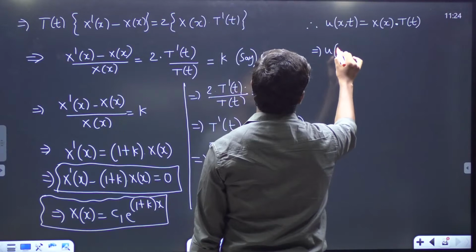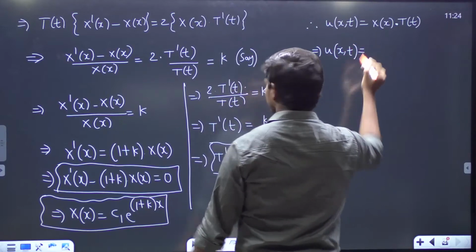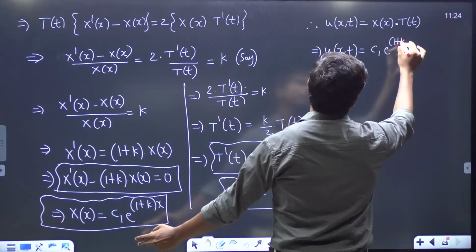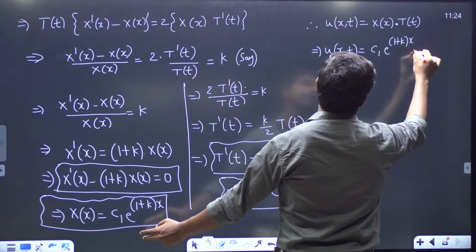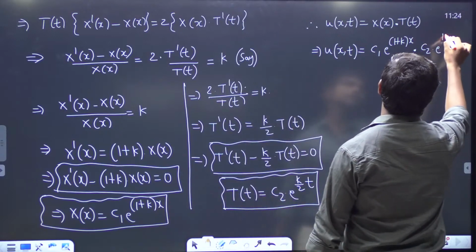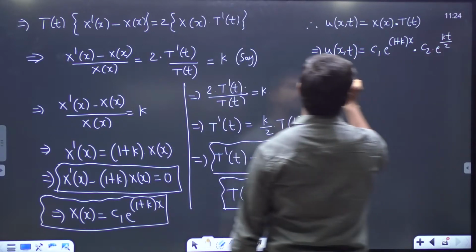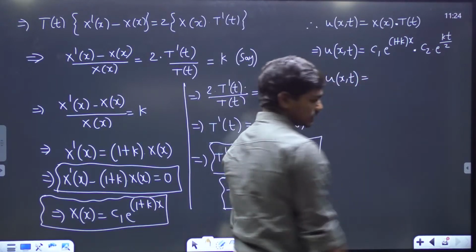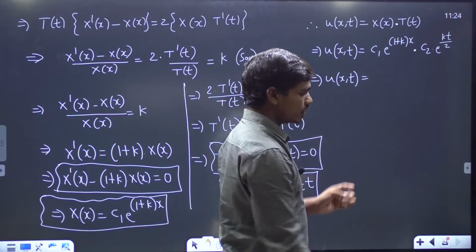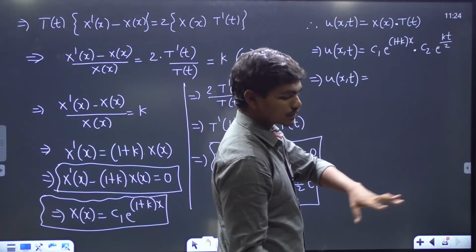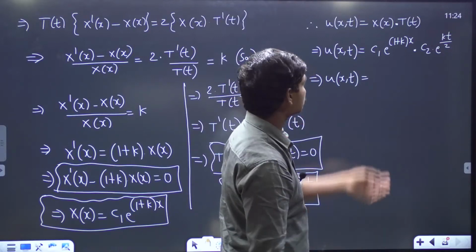So u of x comma t is equal to X of x, c1 into e power (1 plus k) x, into T of t, which is nothing but c2 into e power kt divided by 2. So this implies u of x comma t is equal to, now see here, this c1. Because we are dealing with variable separable form, we want to separate this equation into variables. Okay, so see here.